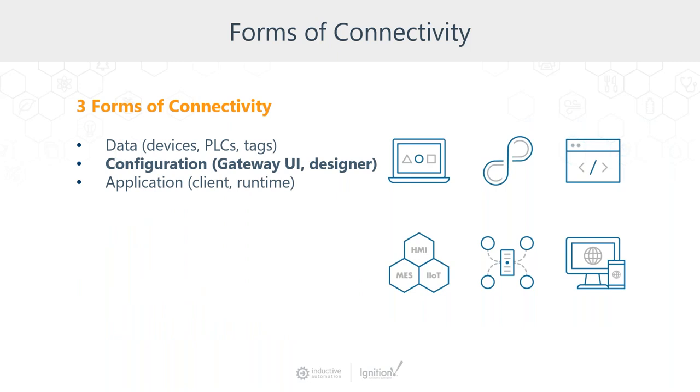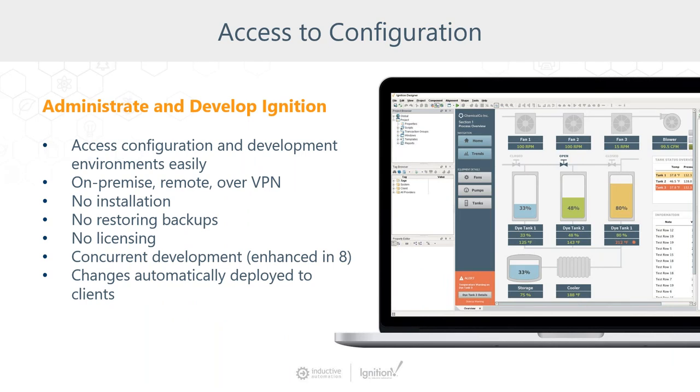The next form of connectivity here is configuration. Inside Ignition, you have configuration UIs and a drag and drop designer. There's a single environment for configuring a project and building out different items. On the right-hand side, you see it there, and you'll see a little bit more in just a moment as I pull up and create a demo here for you. It's on-premise, it can be remote, it can be over VPN.